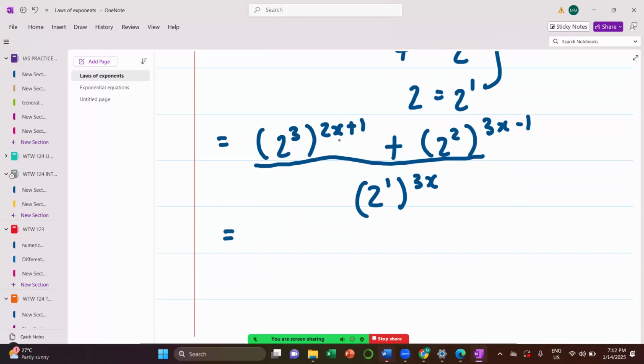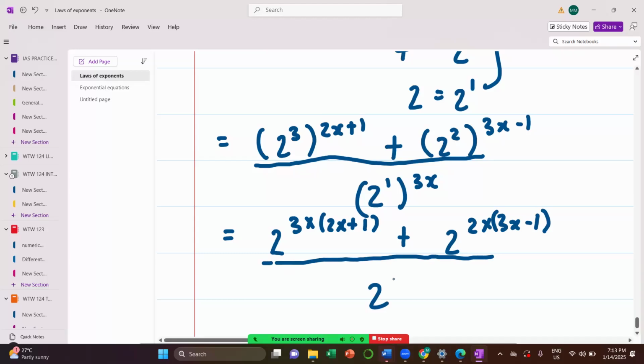The exponent. So I'm going to have 2. I keep the base and I'm going to multiply the exponent. So I'm going to have 3 multiplied by 2x plus 1. Right? And I have plus. Even here, I still have the same case. I have 2 to the exponent of 2. So I keep the 2 and then I multiply the exponent. So I'm going to have 2 times 3x minus 1. I put it inside brackets. Right? All over.